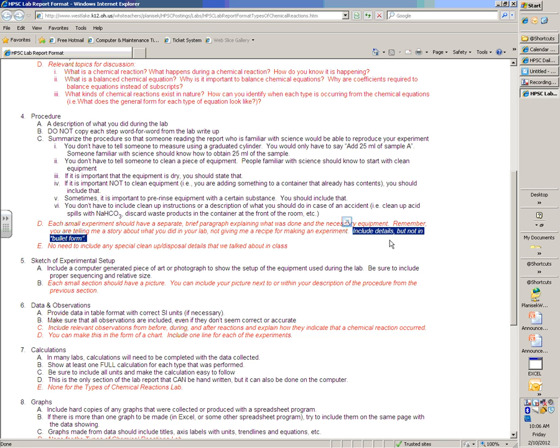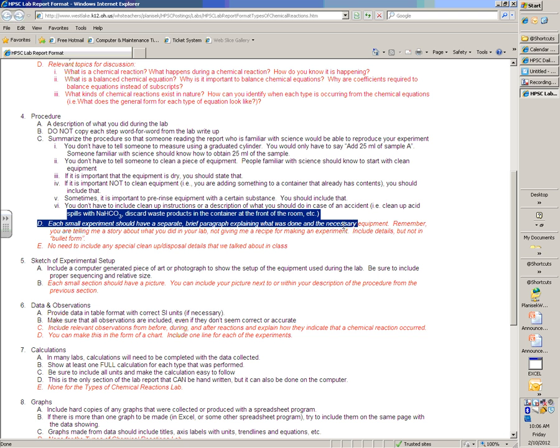I want it to be a short paragraph telling me the story about what you did in that section of the lab. Sometimes that story has to be a little bit longer, depending on what part of the lab you're doing. But, Allison, like we just discussed, I want a brief paragraph for each separate section here. Questions procedure-wise?